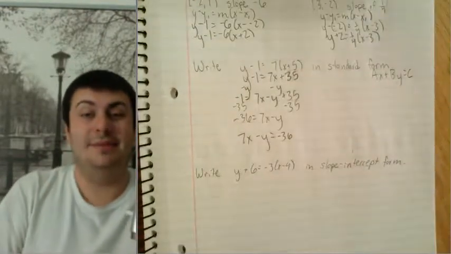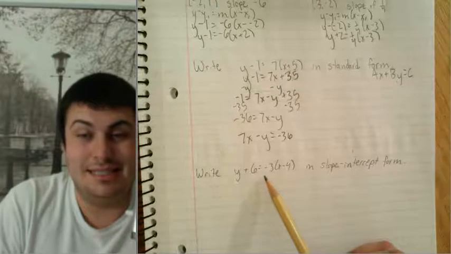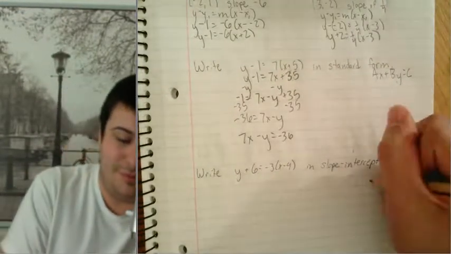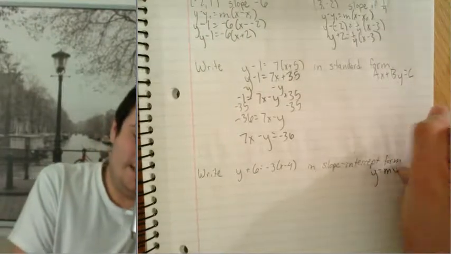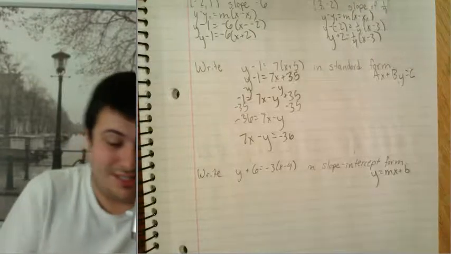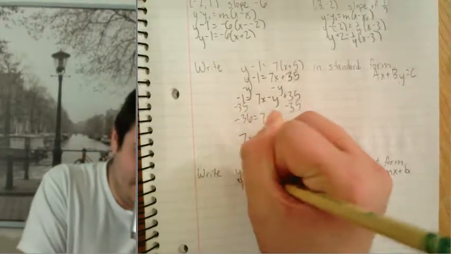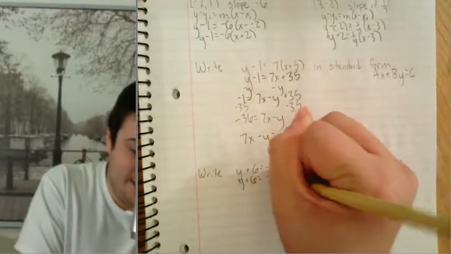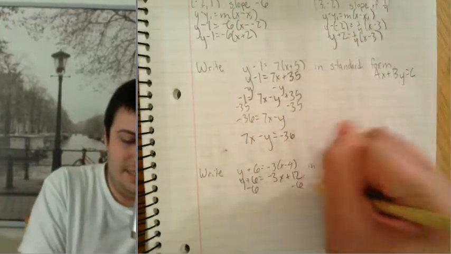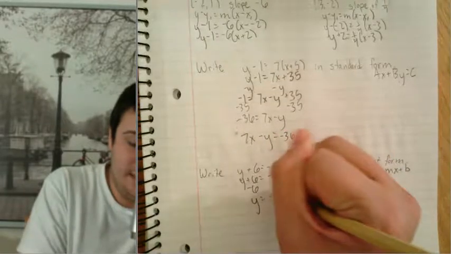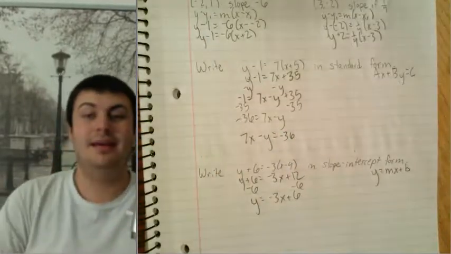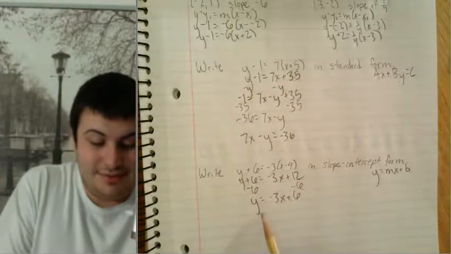And we can do the same in slope-intercept form when we take y plus 6 equals -3x minus 4 and write it in slope-intercept form. Remember, that's y equals mx plus b. And so we want to solve for y, essentially. So I'm going to take y plus 6 and distribute -3x plus 12, and then I'll subtract 6 on both sides and get y equals -3x plus 6. So y equals negative 3x plus 6.